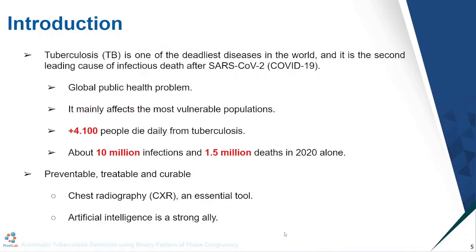Although tuberculosis, TB, is preventable, treatable, and curable, it still represents a serious public health problem worldwide, mainly affecting the most vulnerable populations. The high costs of the entire health chain prevent these populations from seeking a diagnosis, implying directly not only the lack of treatment but also the underreporting of the disease. The World Health Organization, WHO, shows that, only in 2020, 10 million people were infected worldwide and 1.5 million died by TB, a daily average of 4,100 deaths.